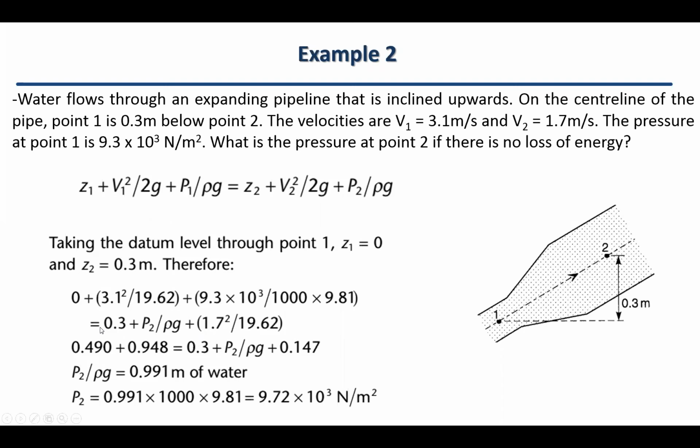If you rearrange and simplify all of these fractions, we're going to have this line. And if you rearrange the formula, P2 over rho g is equal to 0.991 meters of water. And if you are told to calculate the pressure in newtons per square meter, you need to just carry on and rearrange this and calculate P2 exactly. P2 is equal to 0.991 times 1,000 for the density of the water, times 9.81, which is the gravitational acceleration. So the result is 9.72 thousand newtons per square meter. So this is example 2 of the energy or Bernoulli equation.